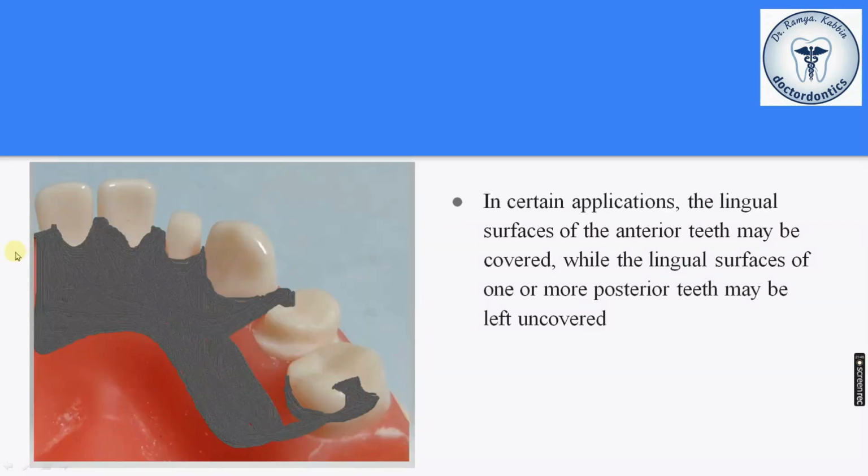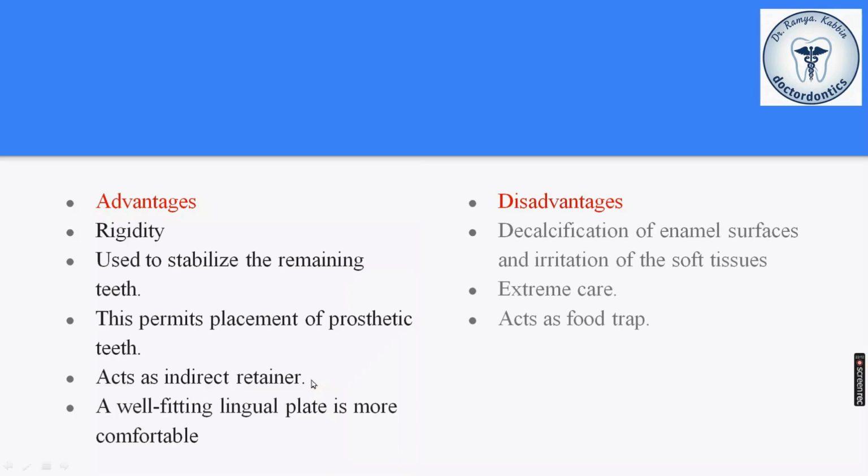And in this design, I told you it will cover the cingulum of the anterior teeth, but it can be left open in the posterior teeth like this. It is one of the designs you can use. We will cover anterior teeth lingually, but you can leave this uncovered in the posterior teeth for the maintenance of oral hygiene. Now, what are the advantages of the lingual plate?